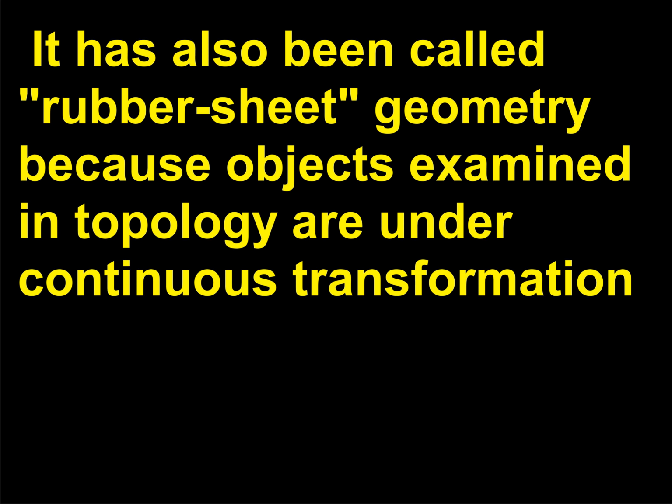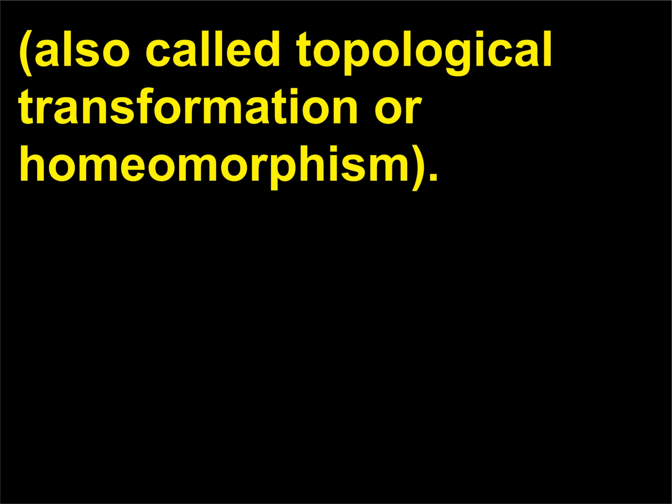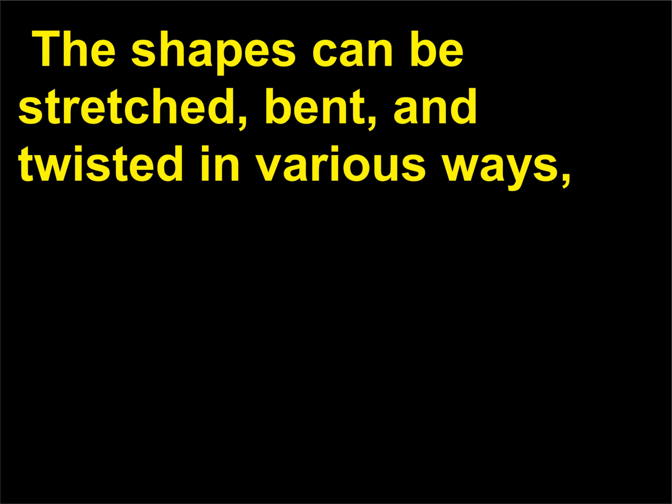It has also been called rubber sheet geometry because objects examined in topology are under continuous transformation, also called topological transformation or homeomorphism. The shapes can be stretched, bent, and twisted in various ways, as long as they are not torn or cut as they are changed.